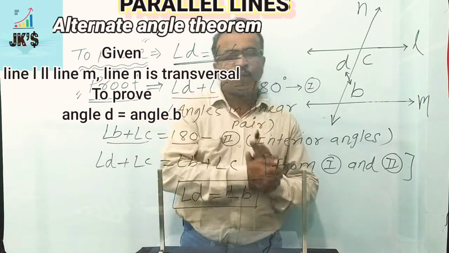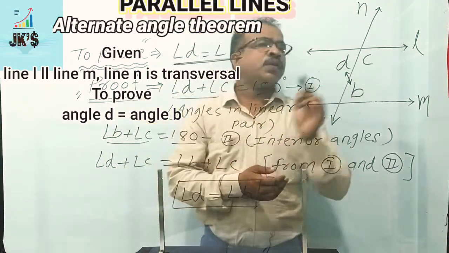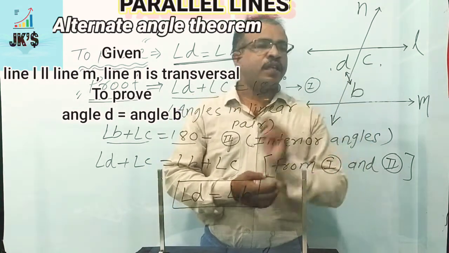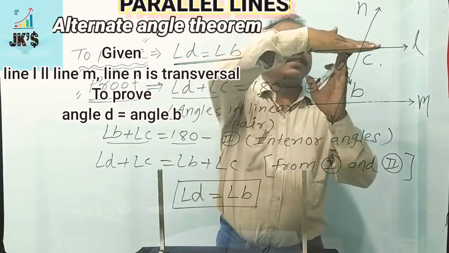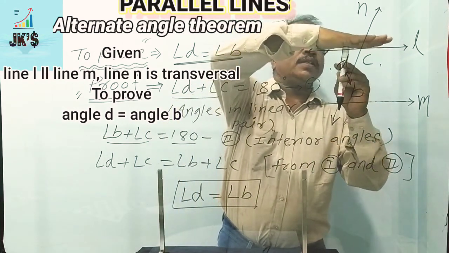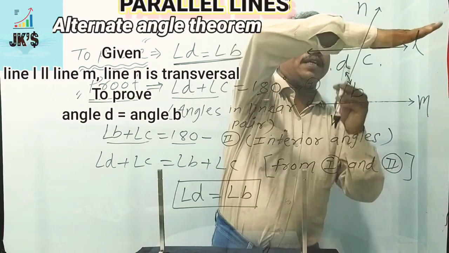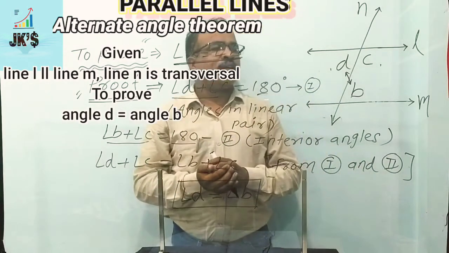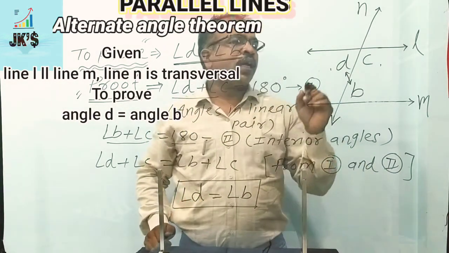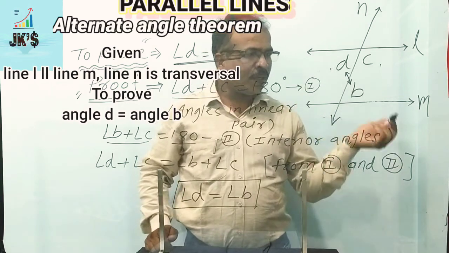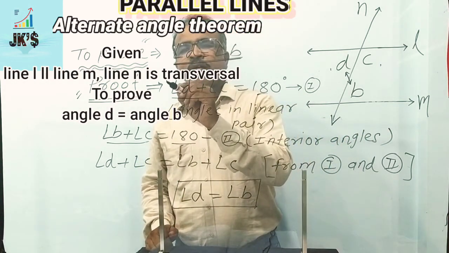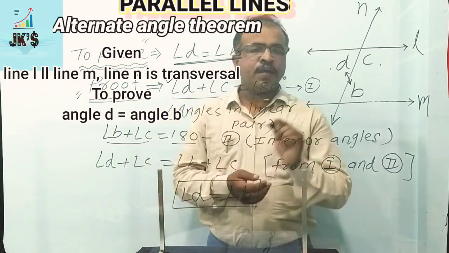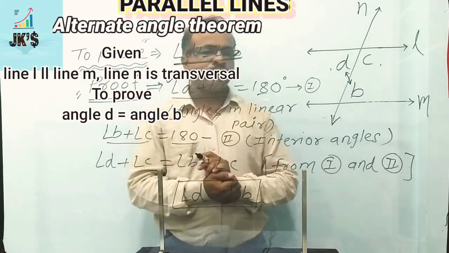So come to the proof now. When we observe these two angles, angle D and angle C, these are angles in linear pair. This is a line and this is a common side. Means angle D and angle C are in linear pair, so angles in linear pair are supplementary. Means angle D plus angle C equals 180. Suppose this is statement first.